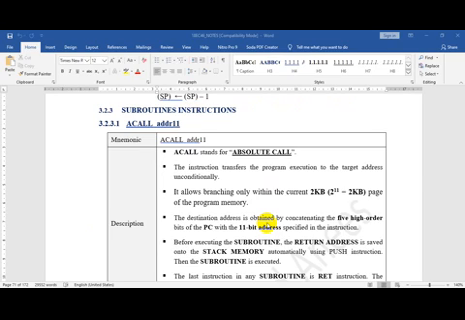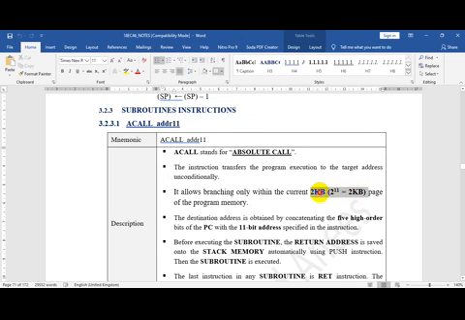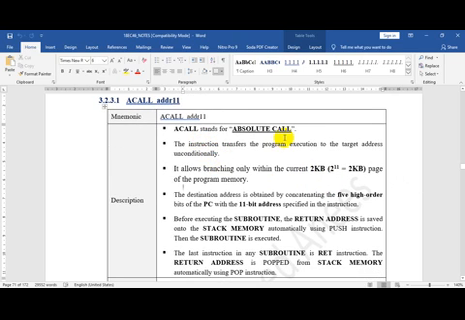Now we have two types of call instructions in 8051. One is the absolute call, which we call the ACALL. Everything is the same except the range of addresses. Here you can branch anywhere within 2 raised to 11, so 2 raised to 11 is 2 KB. So ACALL stands for absolute call.